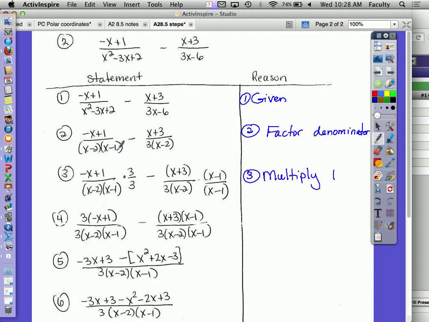Okay, good. And don't worry because we're going to do like 10 more of these in class. All right, number 4. What did I do from line 3 to line 4? You just multiply. Good.